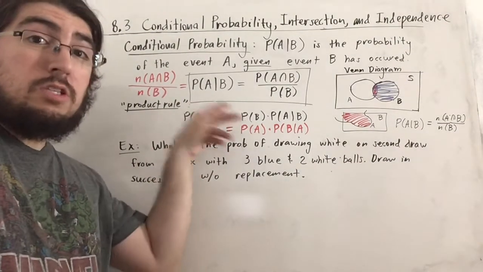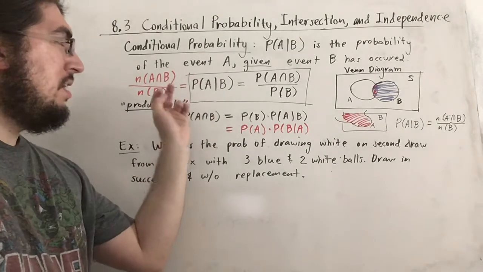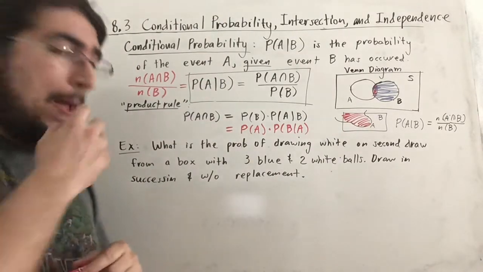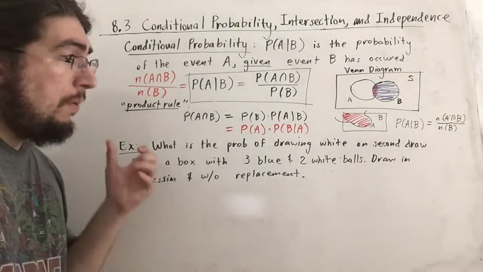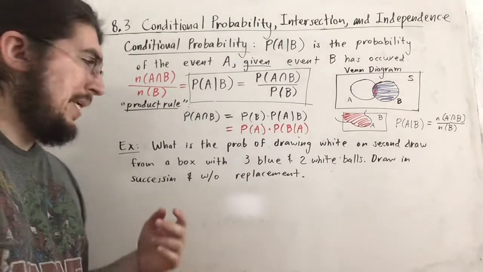All right, so these are the two versions of what is called the product rule, which is just a rewriting of this equation for the probability of a set given another set has already occurred. Now we're going to put this to the test and apply it to the previous example we saw. That is part 2 of the previous example.